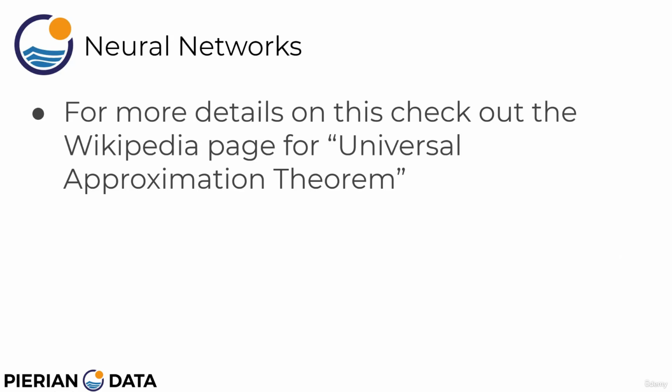So for more details on this, since the scope of that proof in the mathematics is outside the scope of this course, and it's not really important that you understand that to actually build out these neural networks, you can check out the Wikipedia page for Universal Approximation Theorem. It's a really cool page. I definitely encourage you to check it out. But that page basically discusses in more detail how those mathematical proofs actually work.